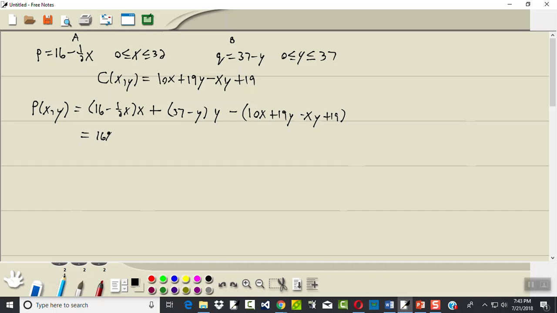So that's going to give us 16x minus 1 half x squared plus 37y minus y squared. And the negative, flip the sign of everything inside. So it becomes a negative 10x minus 19y plus xy minus 19.